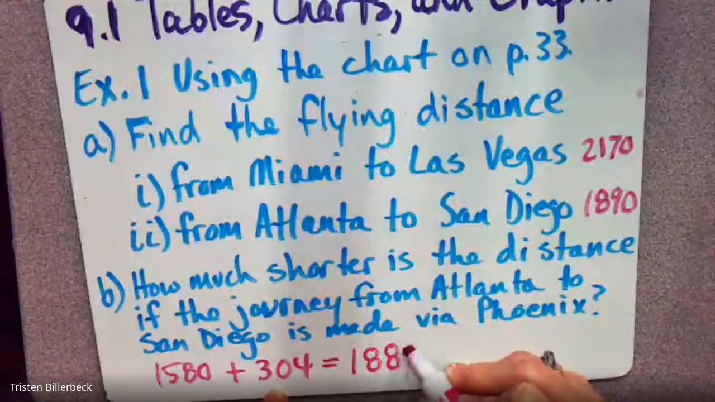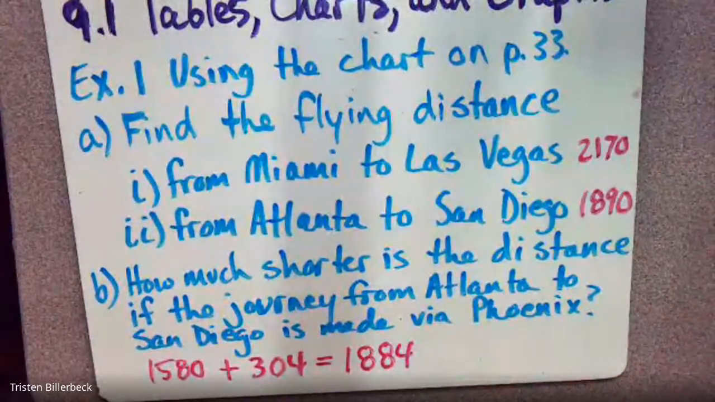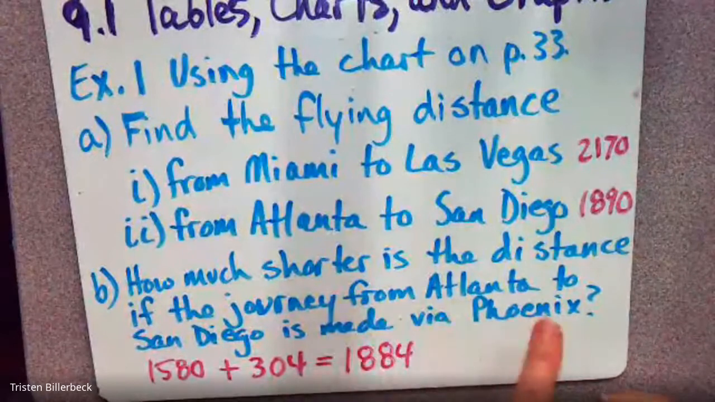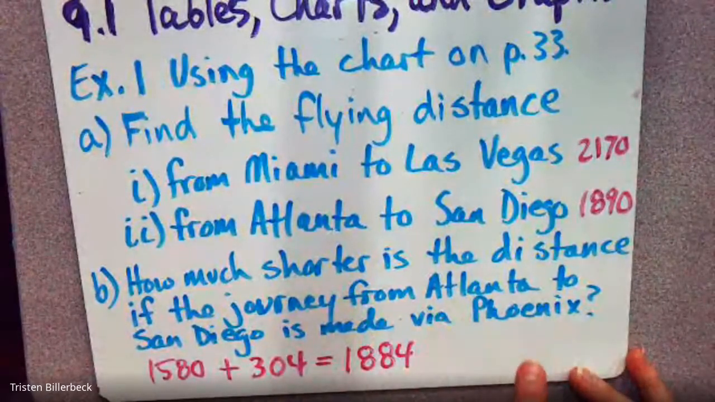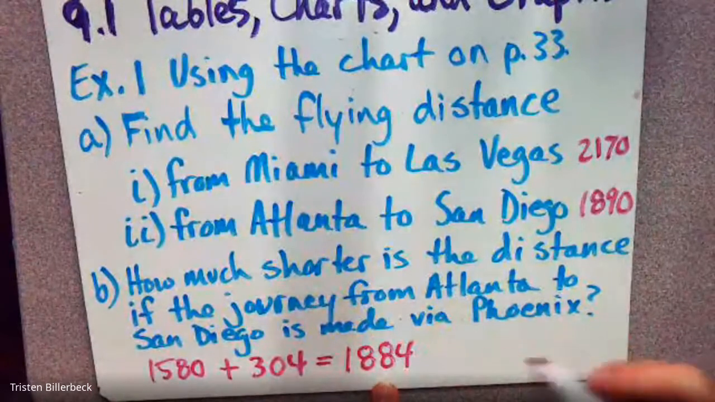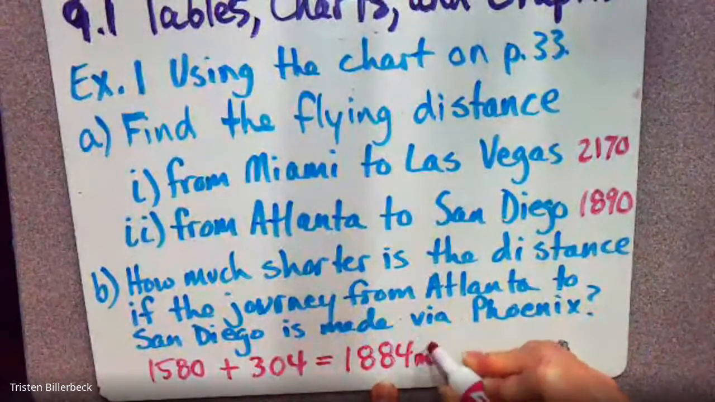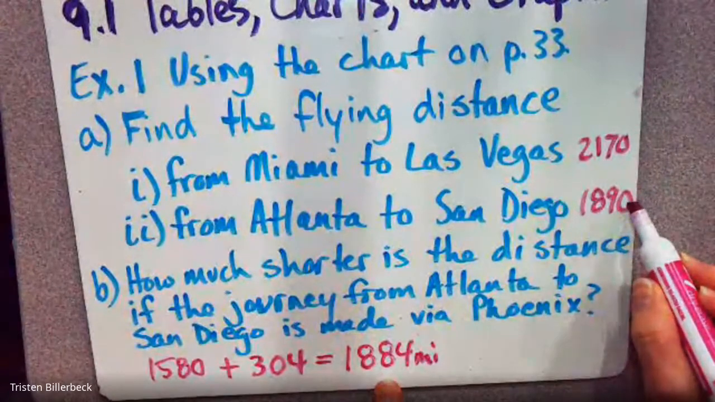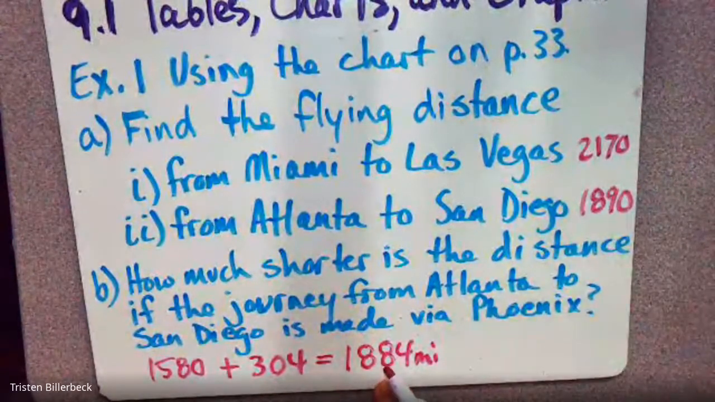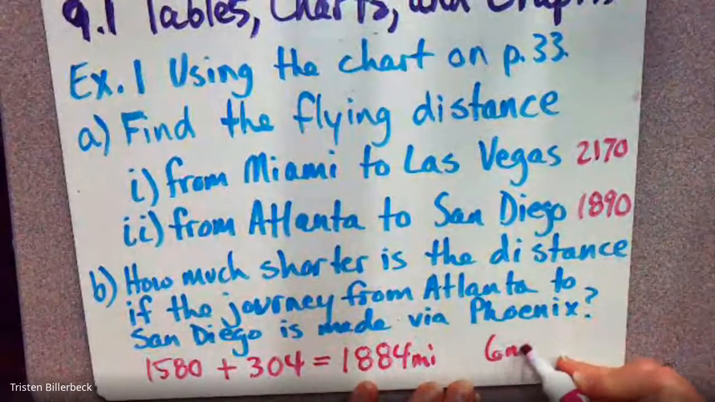Okay, so let's see what the magic numbers say. Let's learn something here. 1,580 plus 304 is 1,884. And the question was, how much shorter is the distance if we go from Atlanta to Phoenix and then to San Diego? We subtract: 1,890 minus 1,884 is 6 miles shorter.